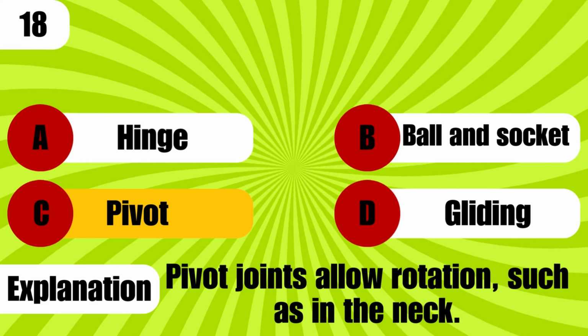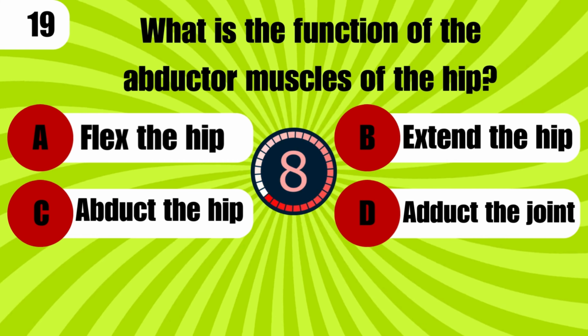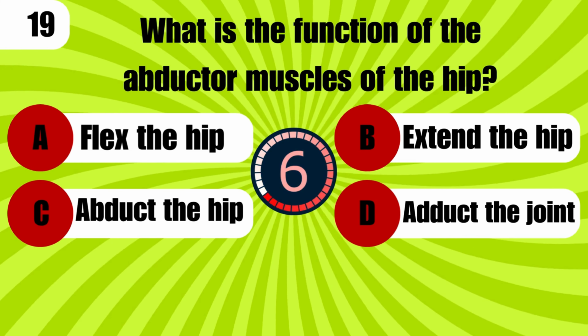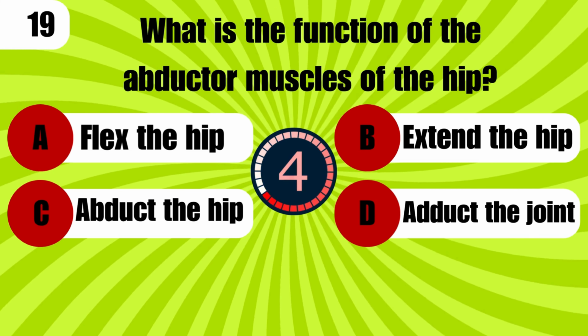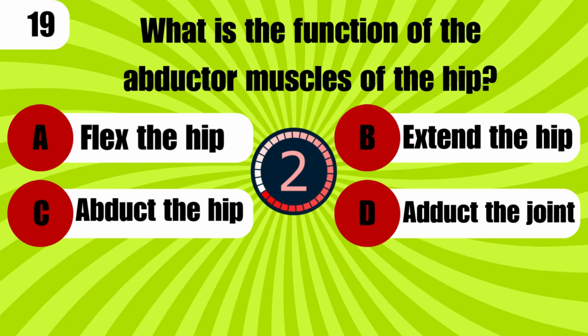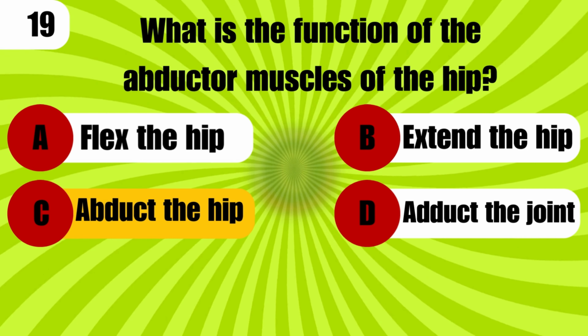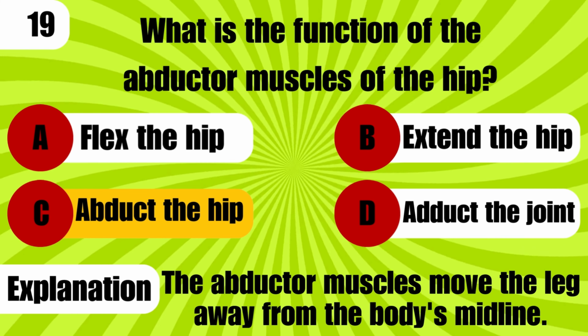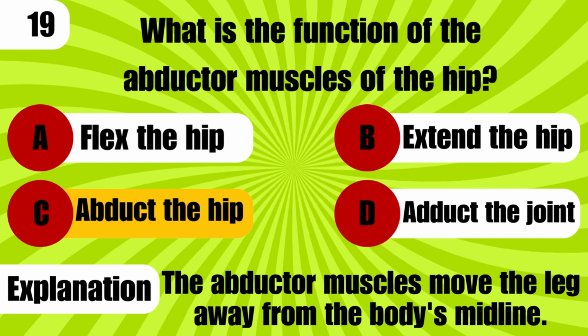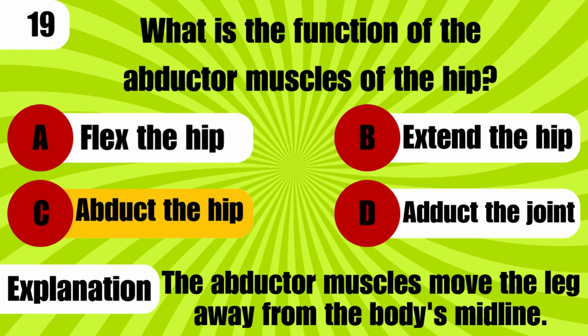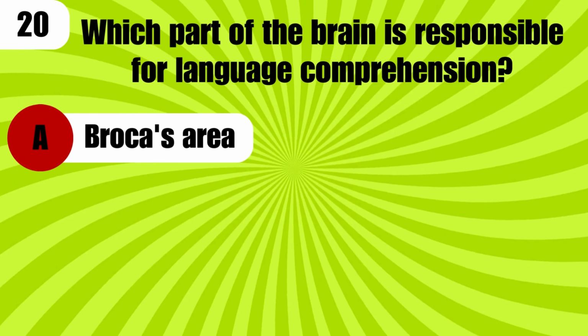What is the function of the abductor muscle of the hip? Option A flex the hip, extend the hip, abduct the hip, adduct the hip joint. The right answer is abduct the hip. The abductor muscle moves the leg away from the body midline.